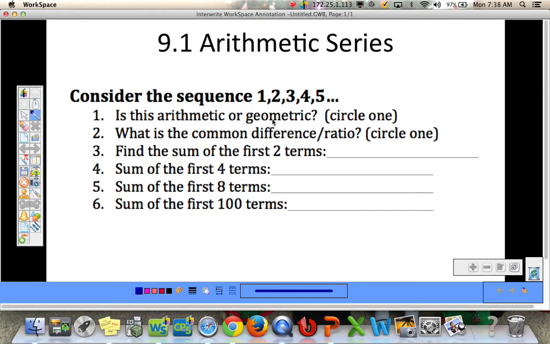So a sequence, if you remember from chapter 1, is an ordered list of numbers. And if it's arithmetic, you're adding or subtracting to get to the next term. If it's geometric, you're multiplying or dividing. So this one is adding one each time, so arithmetic, which means it has a common difference. And the common difference would be 1. We're adding 1 each time to get to the next term.